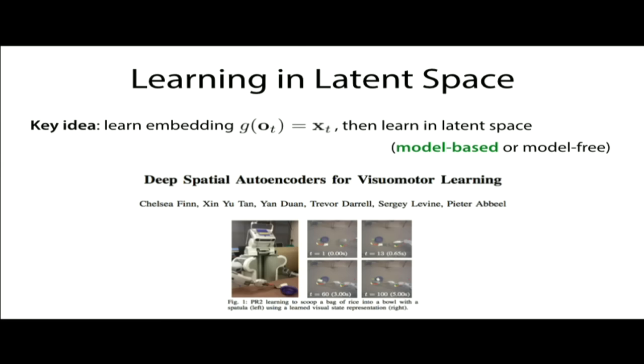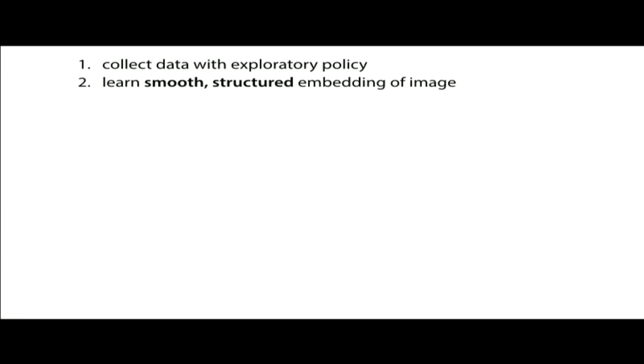And so the next paper that I'm going to talk about is a method that learns this low-dimensional embedding, then actually applies a model-based method for learning. This one starts off very similarly to the previous one, where we collect data with our exploratory policy, and then learn, in this case, a smooth and structured embedding of the image using the data that was collected. And I'll talk about how that is done next.